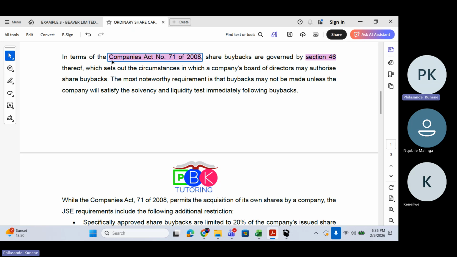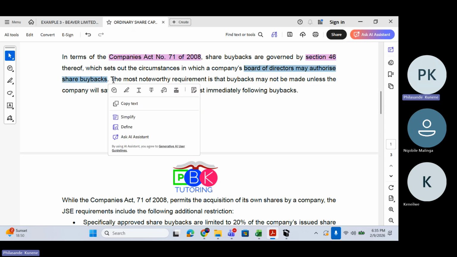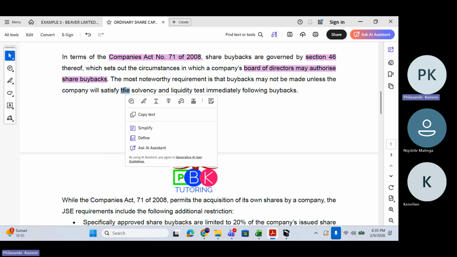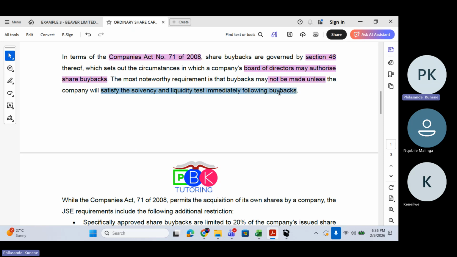That's why they're saying here, in terms of Companies Act number 71 of 2008, share buybacks are governed by section 46 thereof, which sets out circumstances in which a company's board of directors may authorize the share buyback, right? The board cannot just authorize a share buyback unless they have carefully considered the solvency and liquidity test of the company. Look what they're saying here. The most noteworthy requirement is that buybacks may not be made unless the company will satisfy the solvency and liquidity test immediately following the buyback. Which means immediately after buying back those shares, you must be able to pay your creditors if they want their money.